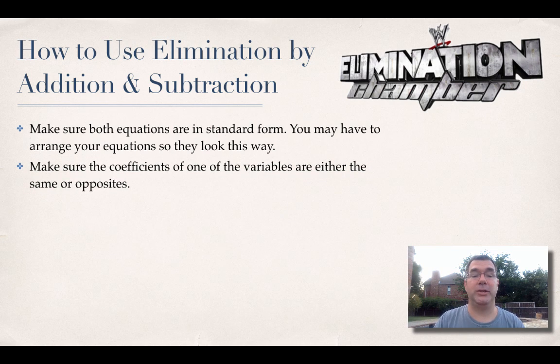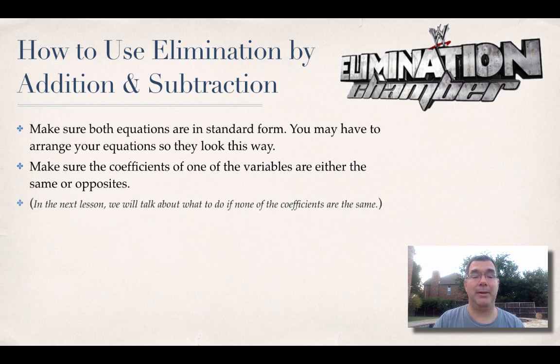I also need to make sure that the coefficients of one of the variables are either the same or the opposite. So looking at the x's, maybe one of the coefficients is 2, and that means that the other one would have to either be 2 or -2, so the same or opposite. Or if it was the y's, if the y coefficient was 3, then the y coefficient for the other equation would have to be 3 or -3, either the same or the opposite. That's how I can make this work.